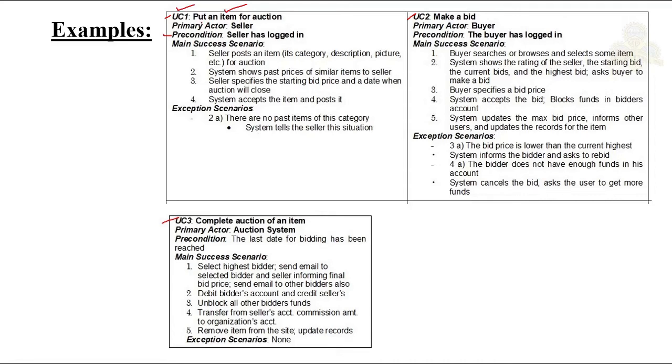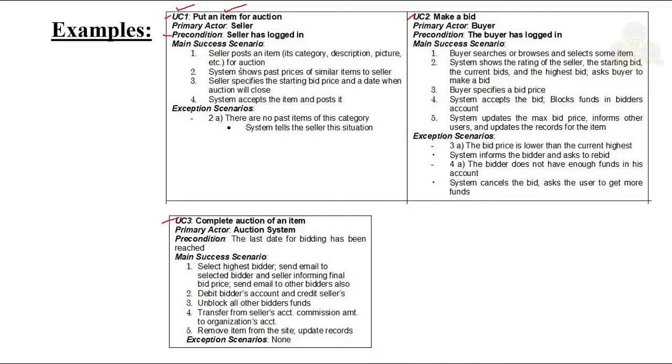First we'll consider this one, put an item for auction. What happens here is the primary actor is the seller. He has to put an item for auction, and for that he has to be logged in first. Once he has logged in, he can post an item, its category, description, picture, etc. for auction. This is the first functionality he can do.